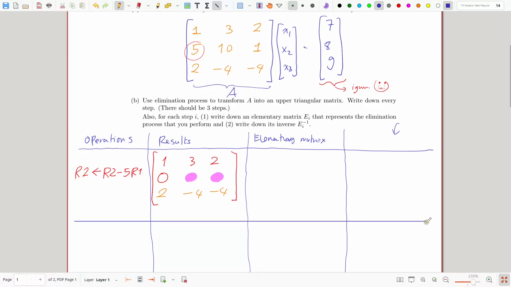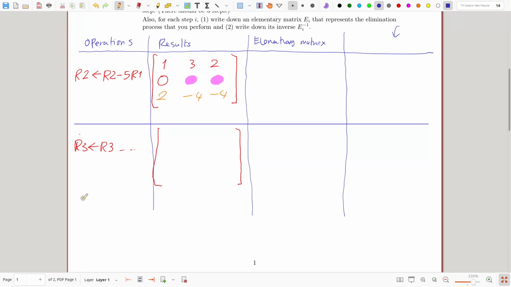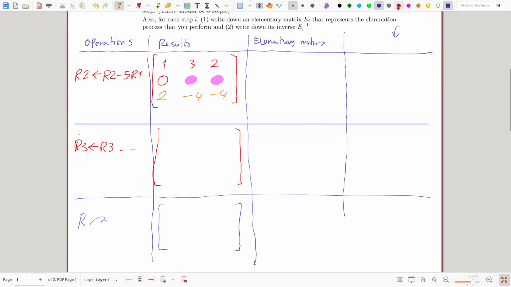You have time to work on it, okay? Don't be hurried. And then after that, keep doing that. And you say R3 is going to be R3 minus something, right? And then you have another matrix here. And then finally, the last step you do something, right? And then you have the last matrix here. And this last matrix will look like this. You have 0, 0, 0, and then you have something. These are non-zero. So this is the upper triangular matrix.